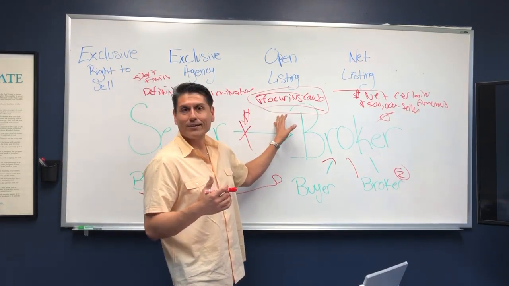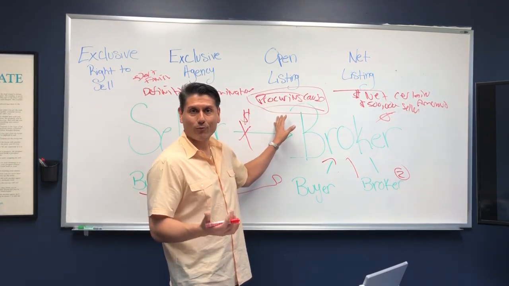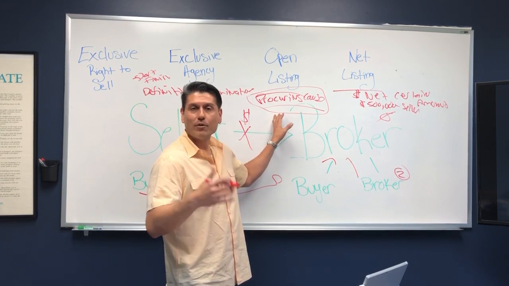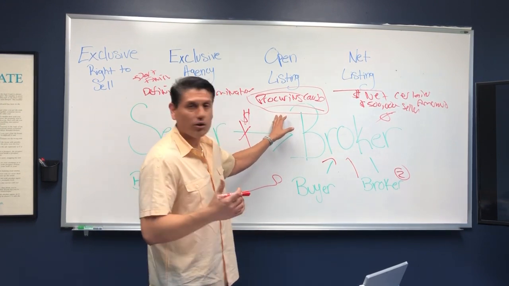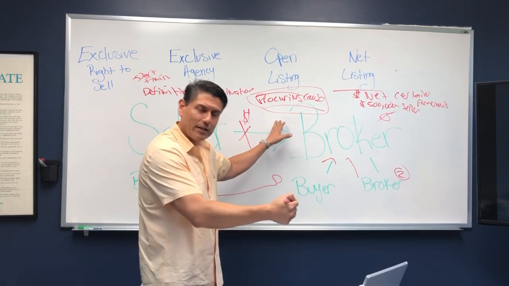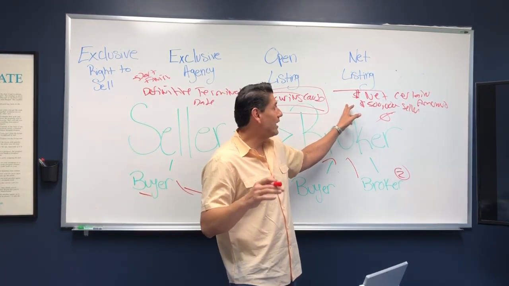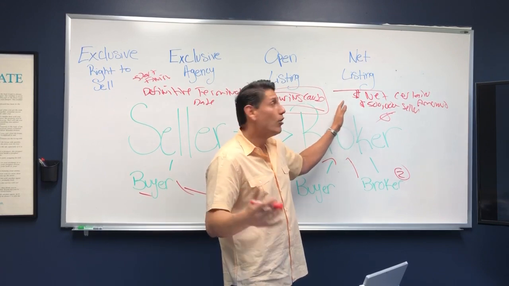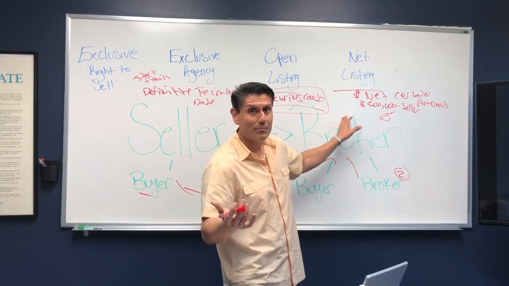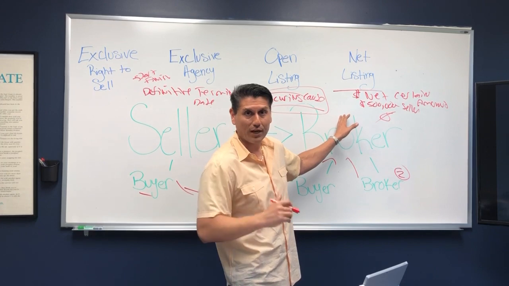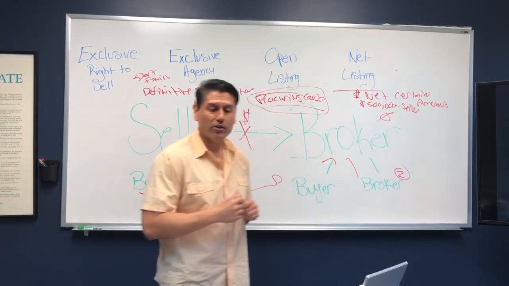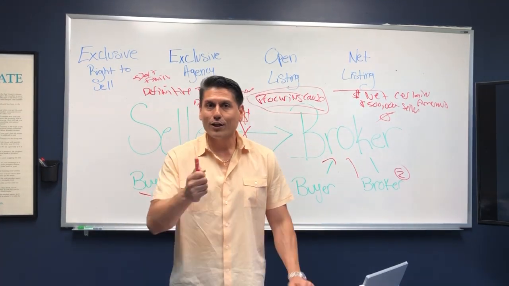Open listing, that's like date anybody you want, right? That doesn't work. So they have an agreement with tons of brokers. And the only way you're gonna get paid is if you're the one who directly brings the buyer. And then we have this net listing that could get very murky, right? If the offer's not enough to cover the minimum, or the offer's way higher than the minimum, they may get a little suspect of your pricing strategy. So make sure you understand those four, and good luck on the state exam.